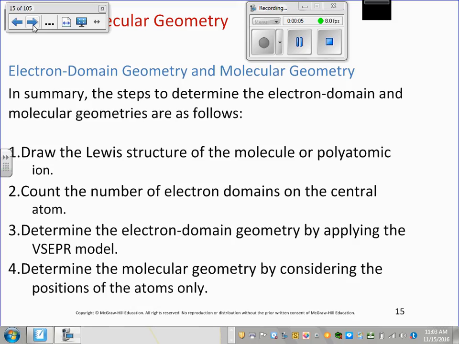Okay, so how do we do electron domain geometry and molecular geometry? You're going to draw the Lewis structure of either the molecule or polyatomic ion. So that was from the previous chapter. And then you count the number of electron domains on the central atom, so that you determine electron domain geometry by the VSEPR model. And then you determine the molecular geometry by considering the positions of the atoms only.